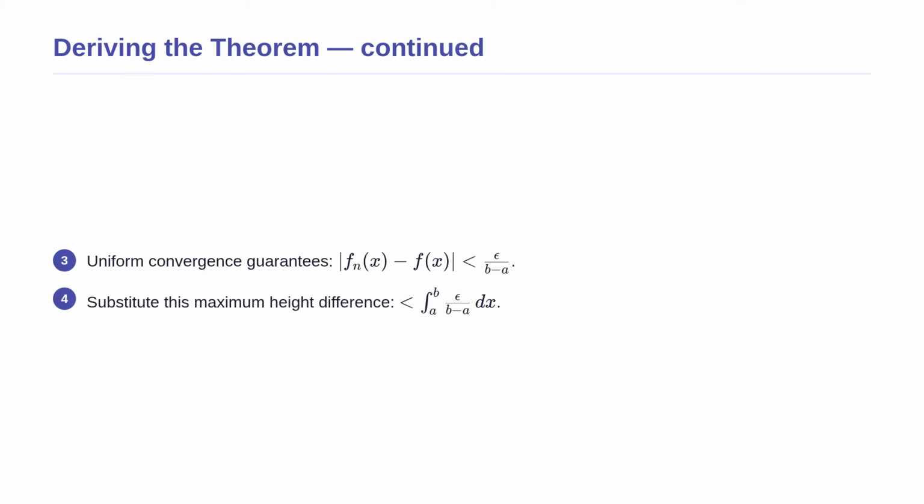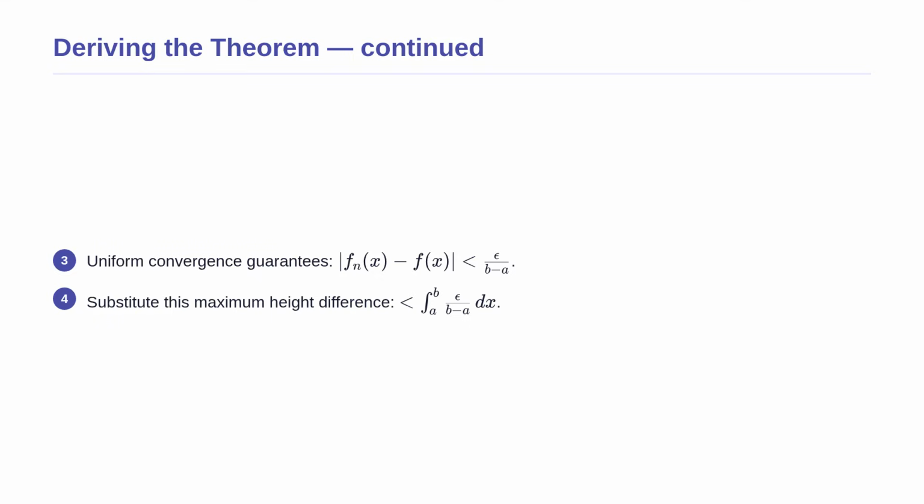Continuing our derivation, this is the crucial moment where uniform convergence saves the day. Because we are given that the sequence converges uniformly, we have a massive advantage. It guarantees that for any tiny positive number we choose, which we call epsilon, the vertical distance between the curves is strictly bounded. We can trap the entire curve within a tiny distance of epsilon divided by the interval width, b minus a. This single inequality holds true for every single point simultaneously.